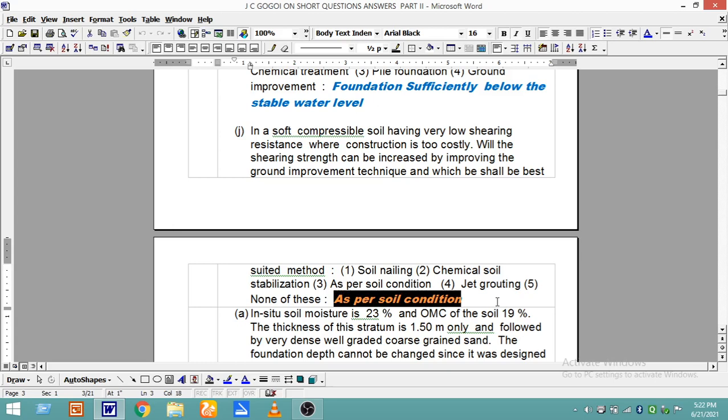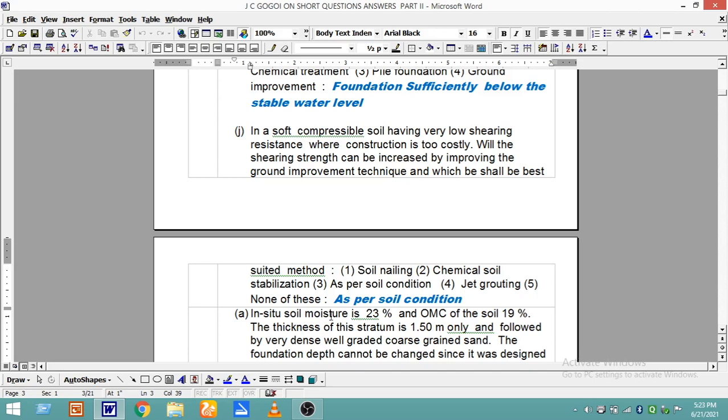If the soil is jointed or fractured rock, then no, it is not compressible soil. If the moisture is heavy, highly oversaturated, then chemical soil stabilization is suitable, or if the soil is loose, jet grouting is suitable. So the correct answer is as per soil condition.